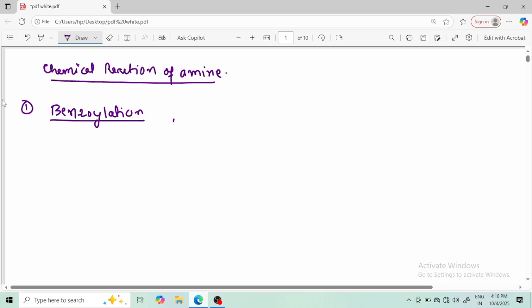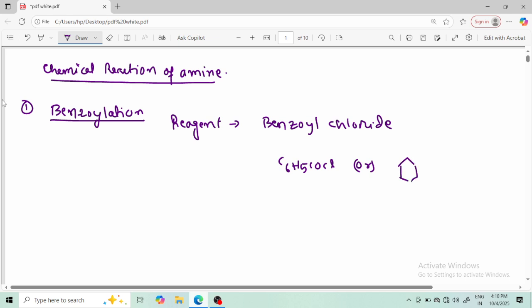Basically here the reagent is benzoyl chloride. So benzoyl chloride is C6H5COCl, or you can also draw it like this. Or you can also draw it in this way, because you know that the C double bond O part we can expand it, so C double bond O Cl, all are the same. So basically it's similar to acyl chloride.